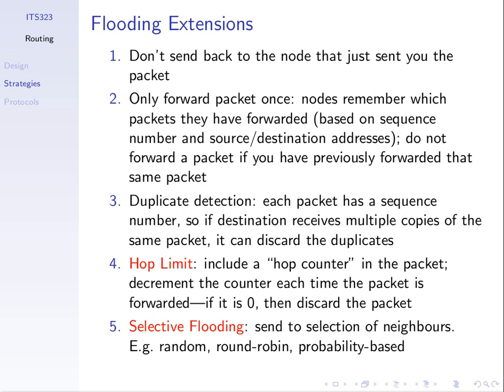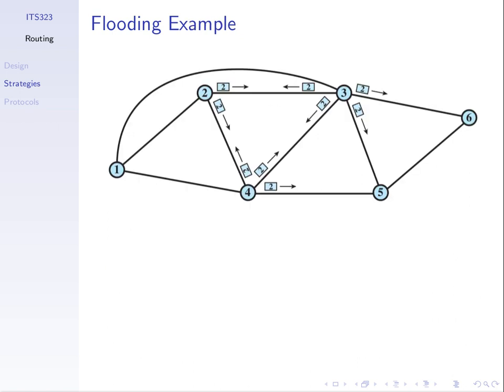Let's go through this case. 2 will send to 1, 4, 1 and 3. What I'm trying to do is count how many packets we need to send in the network. Now node 3, in this phase, received packets from 2 and 4. So for the packet it receives from 2, it sends a copy to 1, 4, 5 and 6. And for the packet that 3 received from 4, it sends a copy to 1, 2, 5 and 6.